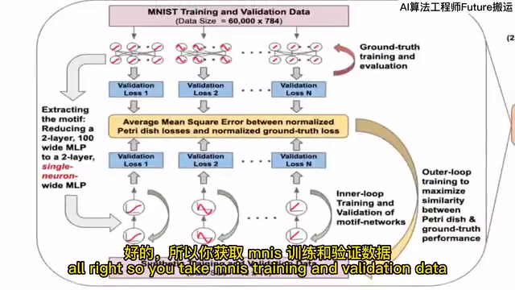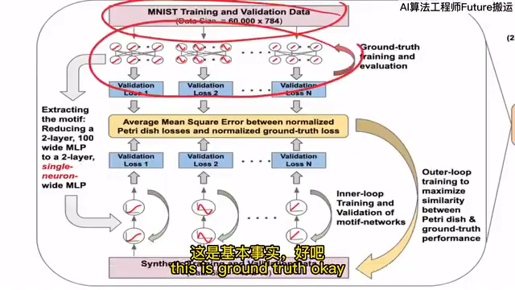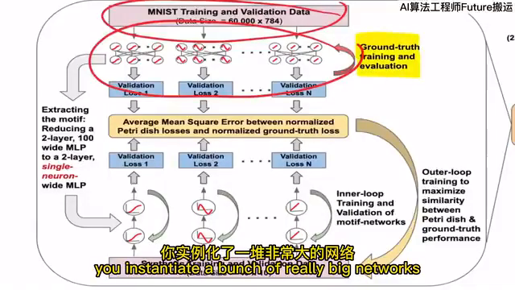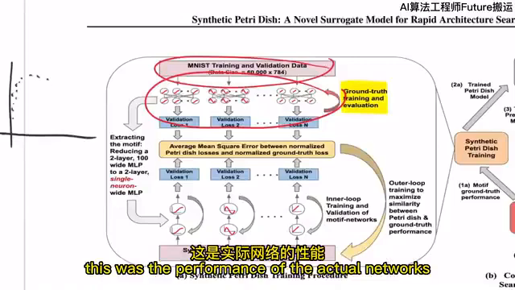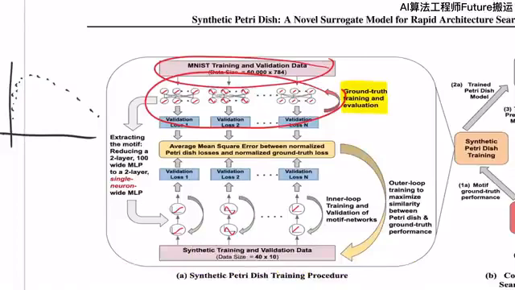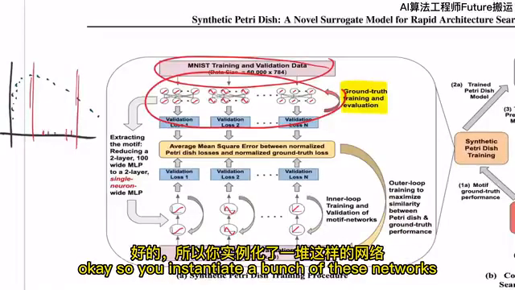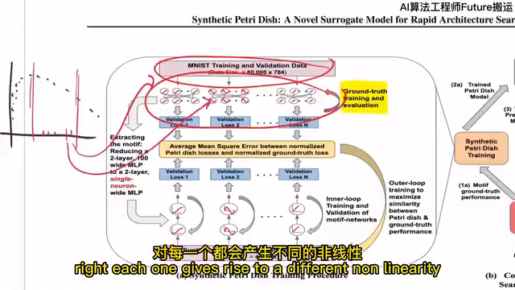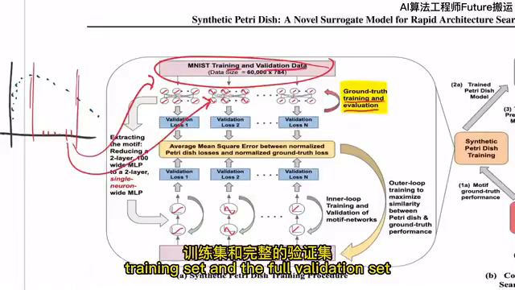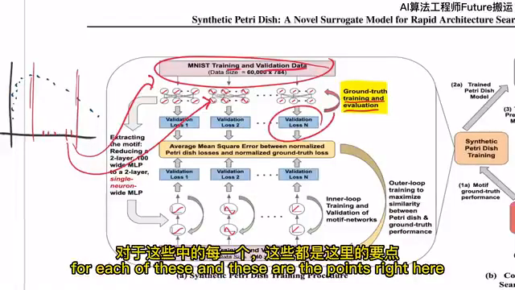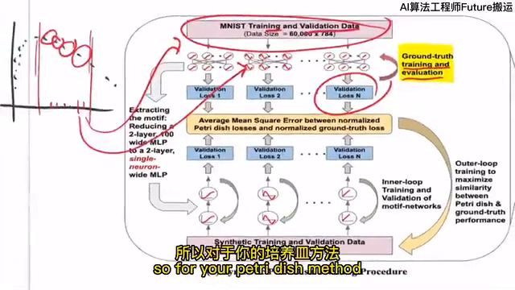All right, so you take MNIST training and validation data, and you instantiate a bunch of really big networks. This is ground truth, okay? You need this to learn from. You instantiate a bunch of really big networks. Now, if I draw the graph from before, this was the performance of the actual networks. This comes from this region right here. This is the training data. So you instantiate a bunch of these networks. Each one gives rise to a different nonlinearity. And you do the full training, ground truth training and evaluation on the full training set and the full validation set, and you get validation losses for each of these. And these are the points right here. Now, that's the training data for your neural architecture search, so for your Petri dish method.